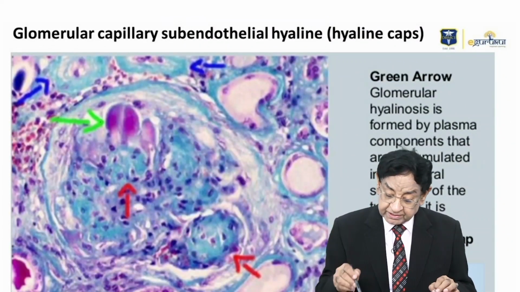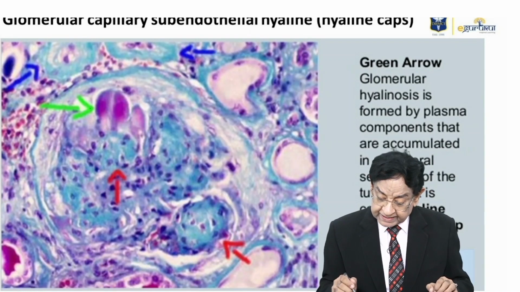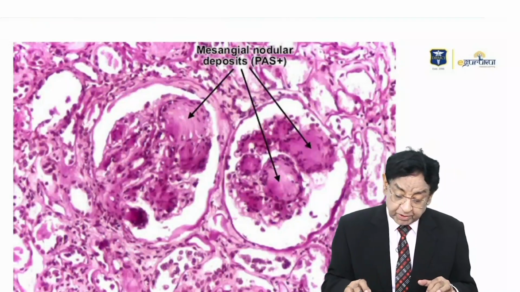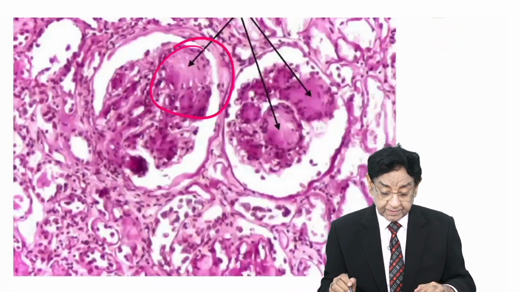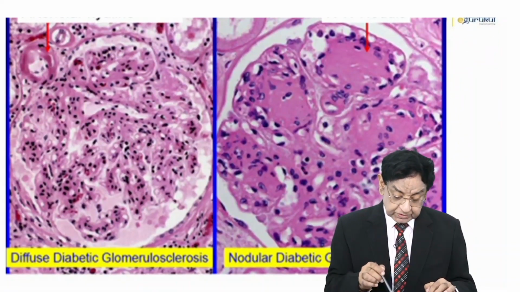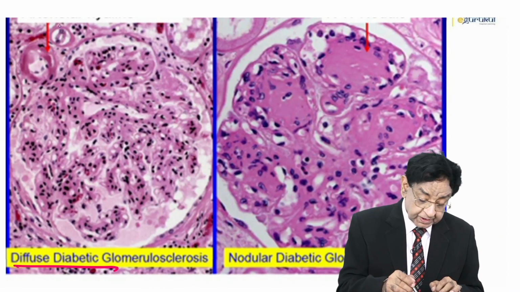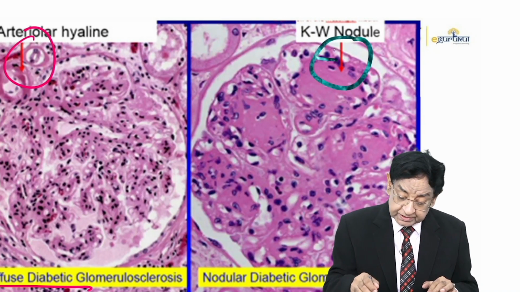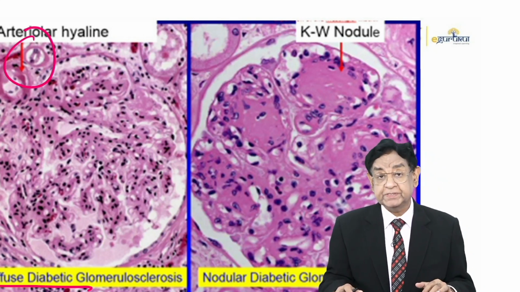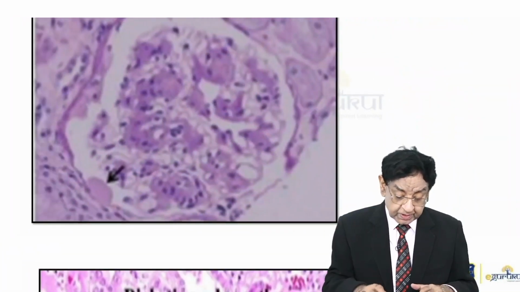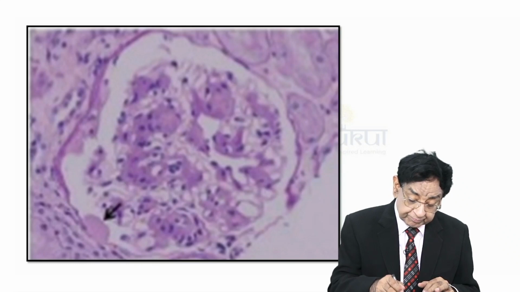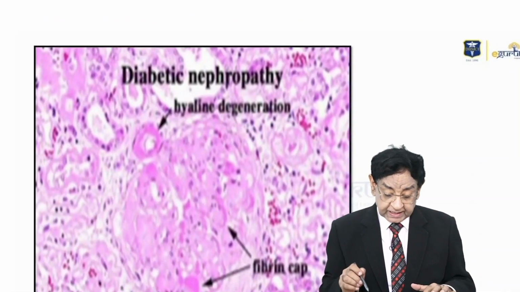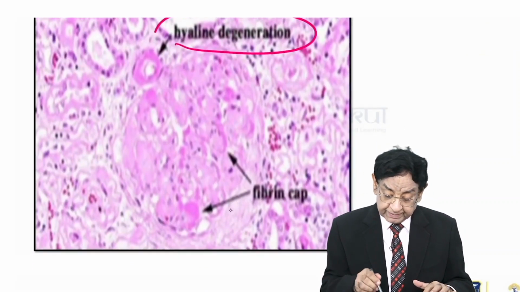So now let's look into the picture. Green arrow, this is the so-called hyaline cap. Well, then we have this mesangial nodular deposit, PAS positive material. Then we have arterial hyaline, diffuse type of glomerulosclerosis, and this is the nodular. This is where nodular sclerosis is there. Lovely pictures. Capsular drop. Look into this. This is hyaline degeneration, the so-called fibrin cap.